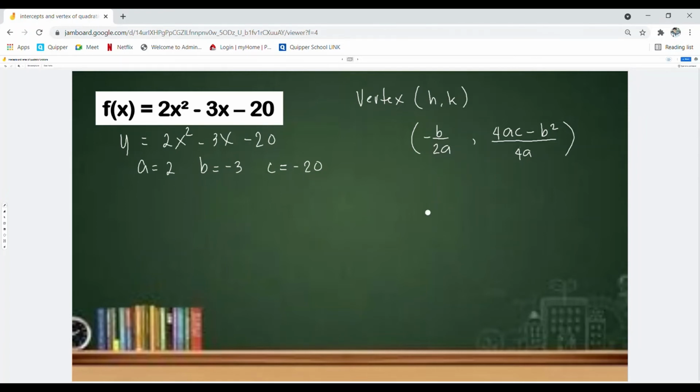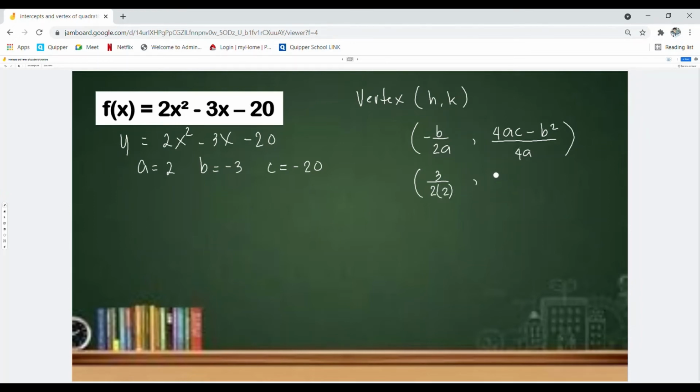So let's have first for h. Your h is just negative b over 2a. Our b is negative, so it's negative negative here. That means it becomes positive when you plug in. That becomes 3 over 2 times a, and your a is 2. That's for the h.